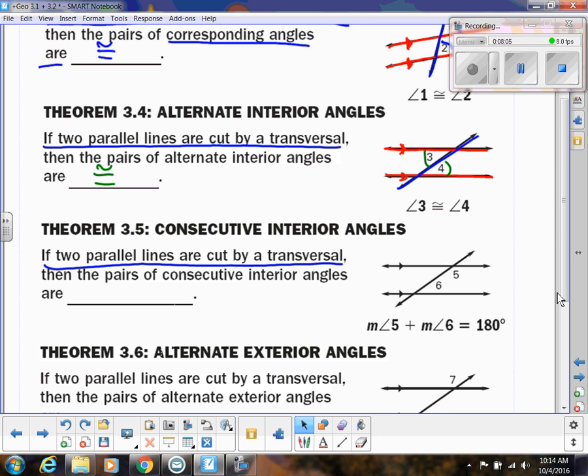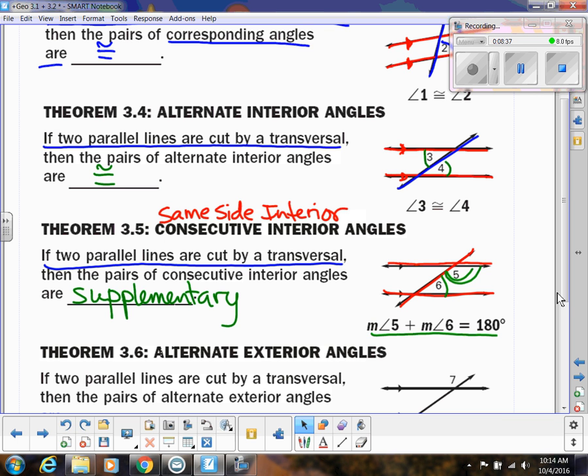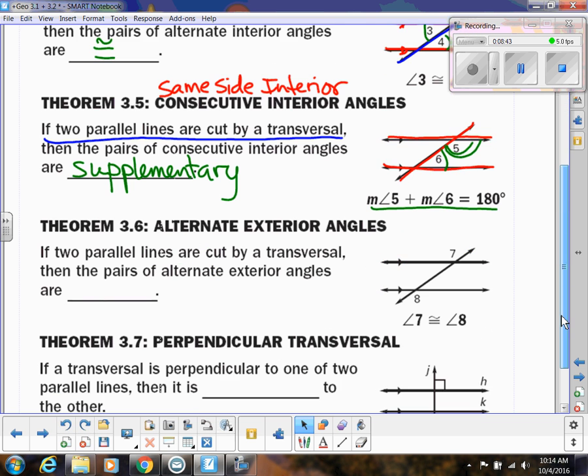Okay, and then the next one, consecutive interior angles. Remember, another way of saying that is same side interior. Okay, so if we have two parallel lines cut by a transversal, and I see that I have same side interior angles, these are not congruent. These actually will add up to be 180. So the word for that, remember, is supplementary. That's another reason maybe to use the term same side interior, because same side interior starts with S and supplementary starts with S. It's the only pair that's supplementary with these types of angles.